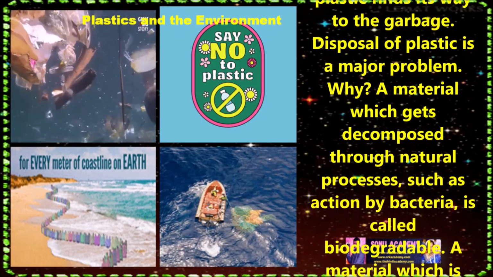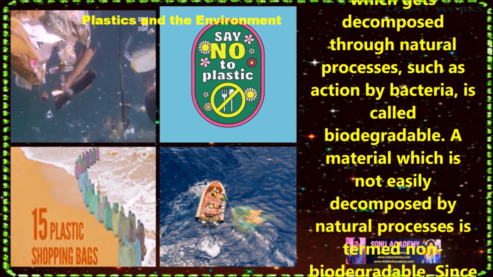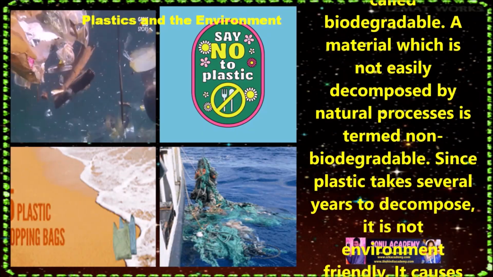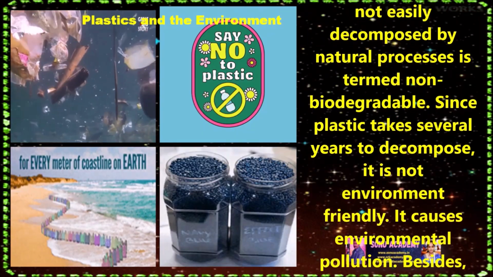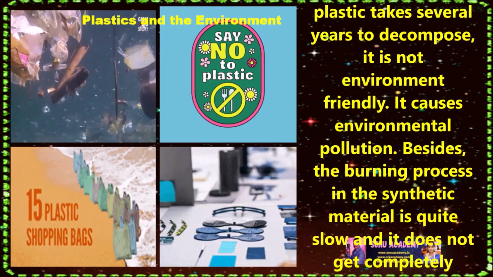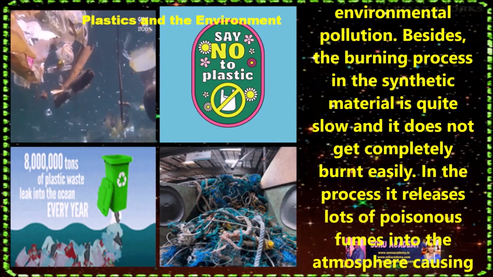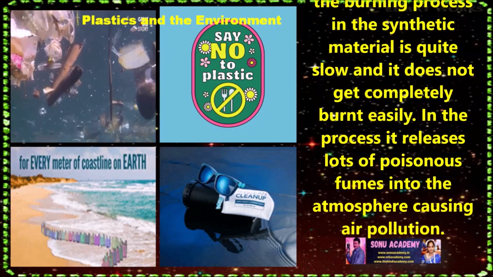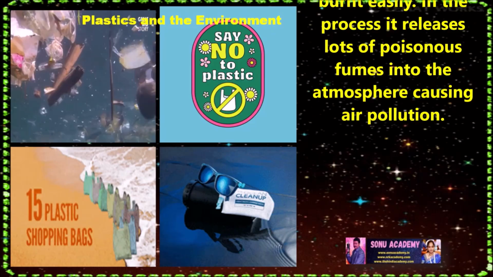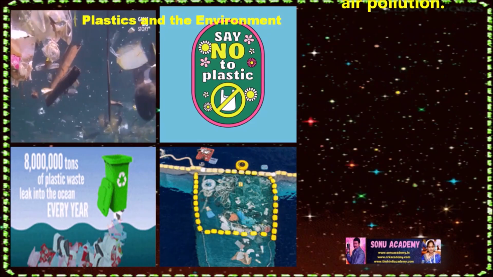Why? A material which gets decomposed through a natural process, such as action by bacteria, is called biodegradable. A material which is not easily decomposed by a natural process is termed non-biodegradable. Since plastics take several years to decompose, they are not environment friendly. It causes environmental pollution because the burning process of synthetic material is quite slow and it does not get completely burnt easily. In this process, it releases lots of poisonous fumes into the atmosphere, causing air pollution.